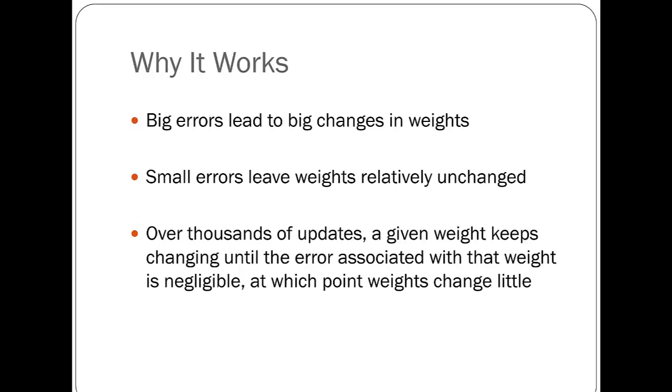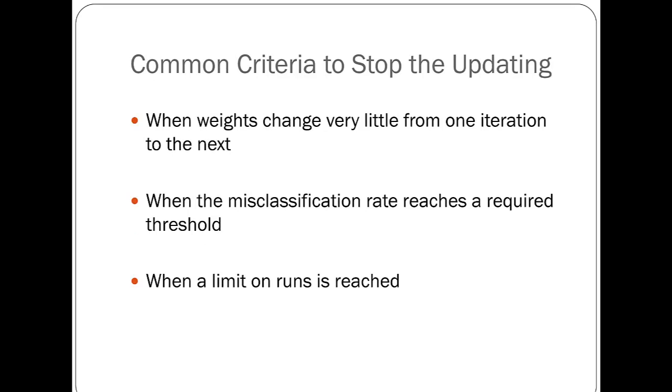This works because big errors lead to big changes and small errors lead to little changes. Eventually, as you do this thousands of times, the weights stop changing, and when they change very little, that tells you that you're done. That's one way to stop. Another way is when you reach a misclassification rate that you're after, and another stopping rule comes when a time limit or computational resource limit has been reached.